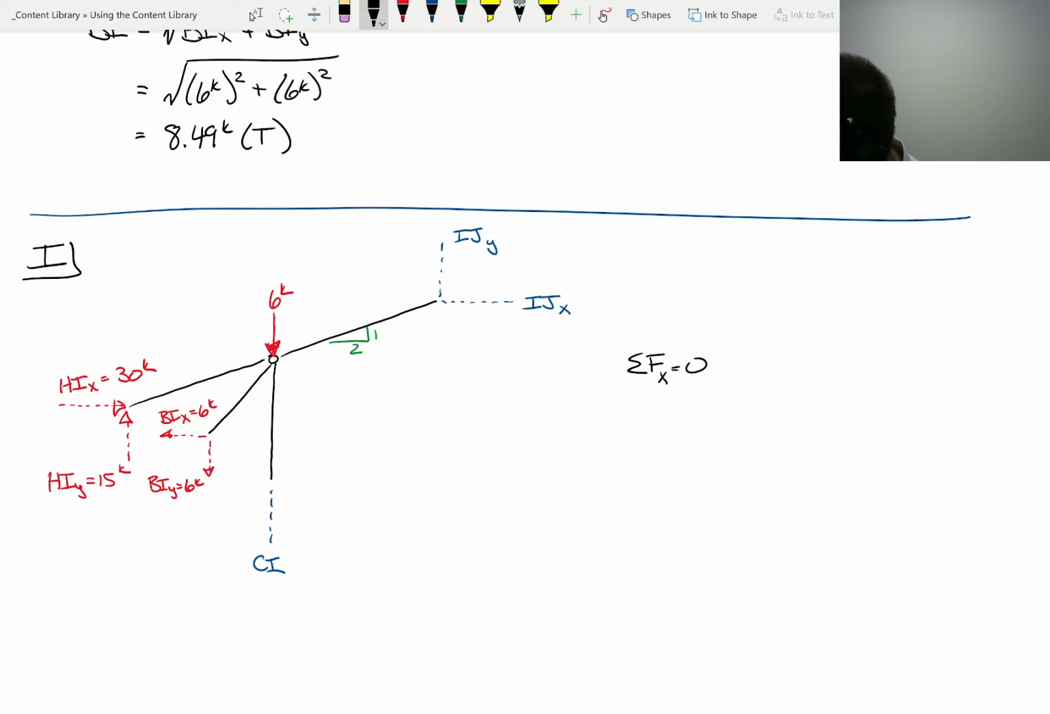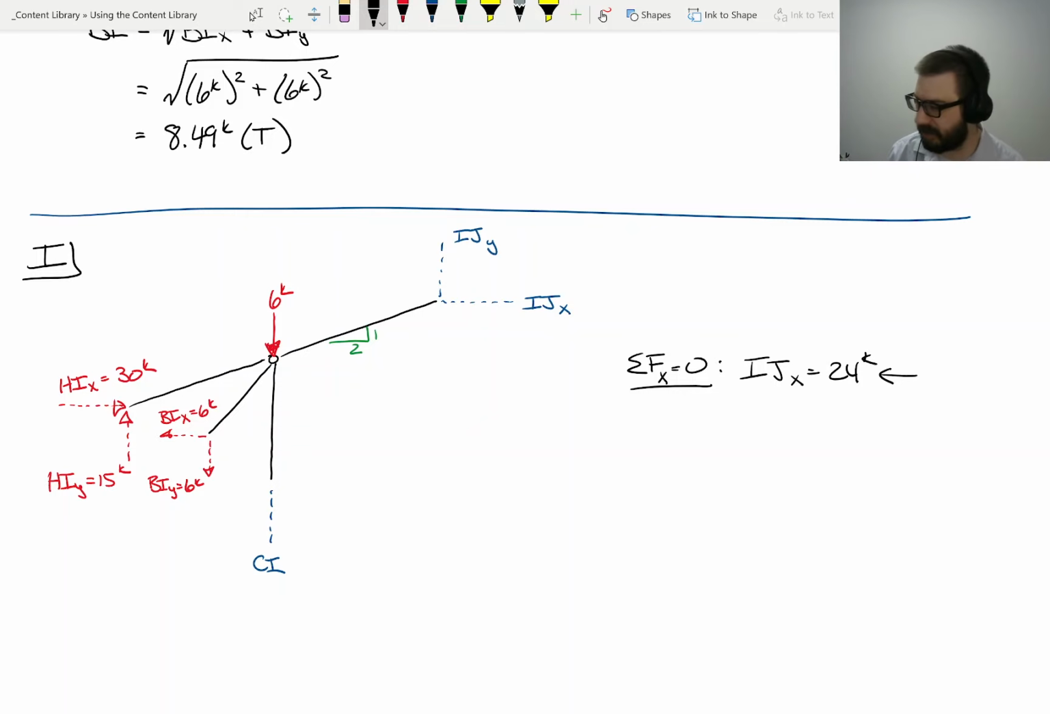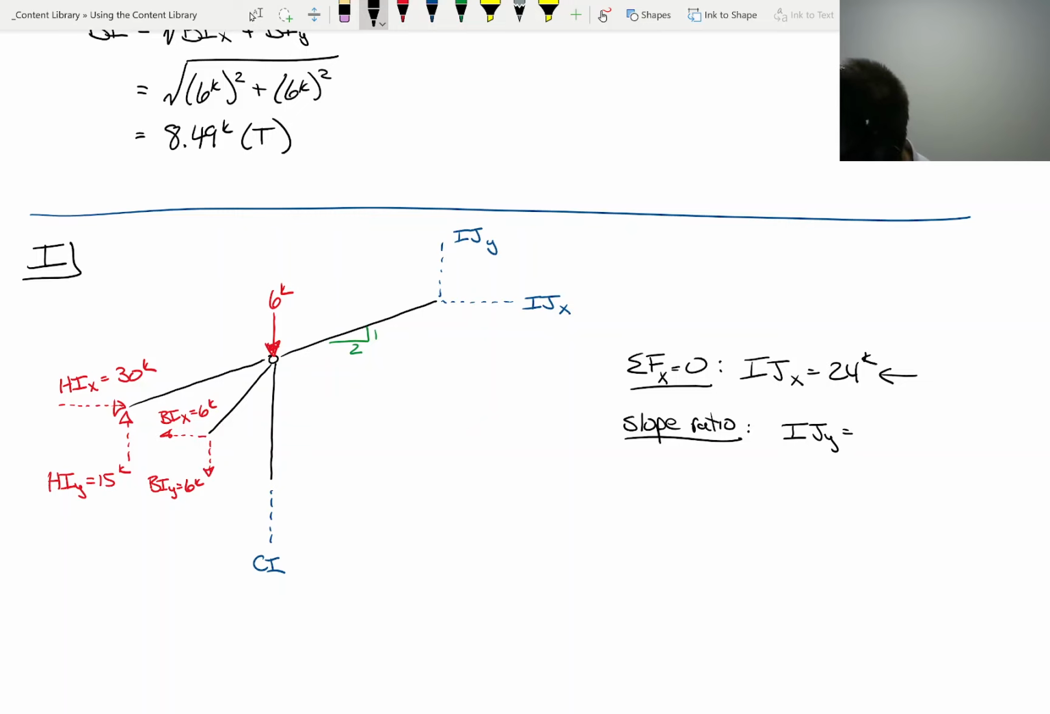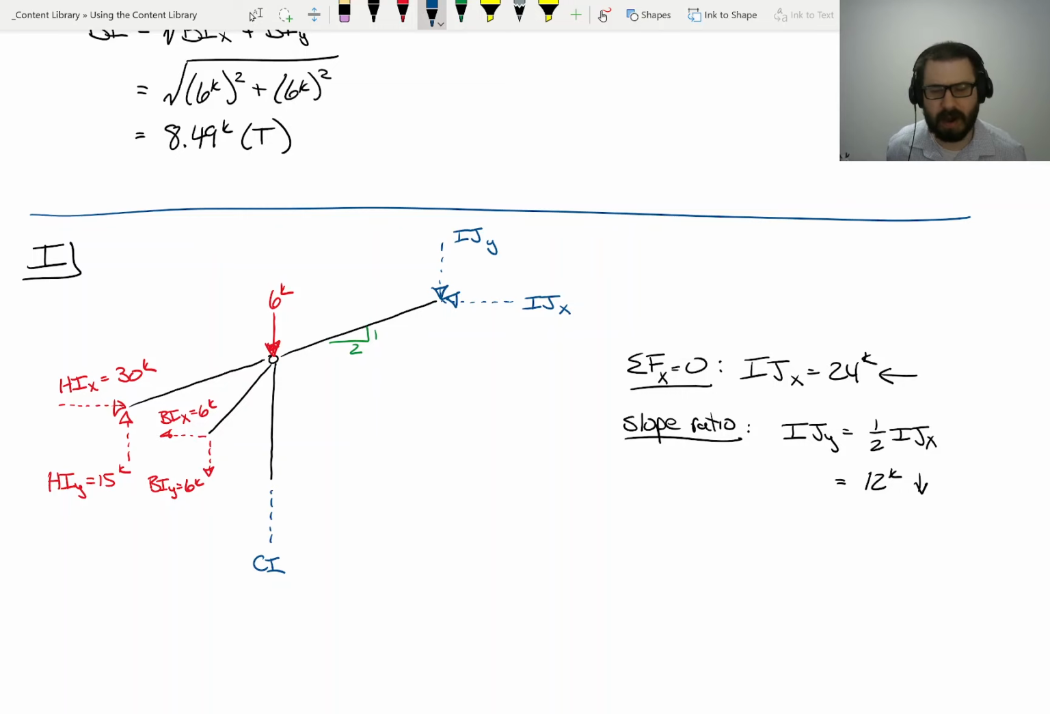Deal with the X component first. And let's see. So I've got 30 going to the right. I have 6 going to the left. So I need another 24, in this case, going that way, because HIX is 30, so 6 makes that another 24. The slope ratio is also pretty nice. So instead of writing out the fraction and doing the cross multiplication, I think I'm just going to eyeball it and see that IJY has got to be 1 over 2 of IJX. The vertical component's got to be the smaller one, so it's 1 over 2, not 2 over 1. And that's going to be 12 kips, in this case, going down, because that's going to be facing that way. So again, compression.